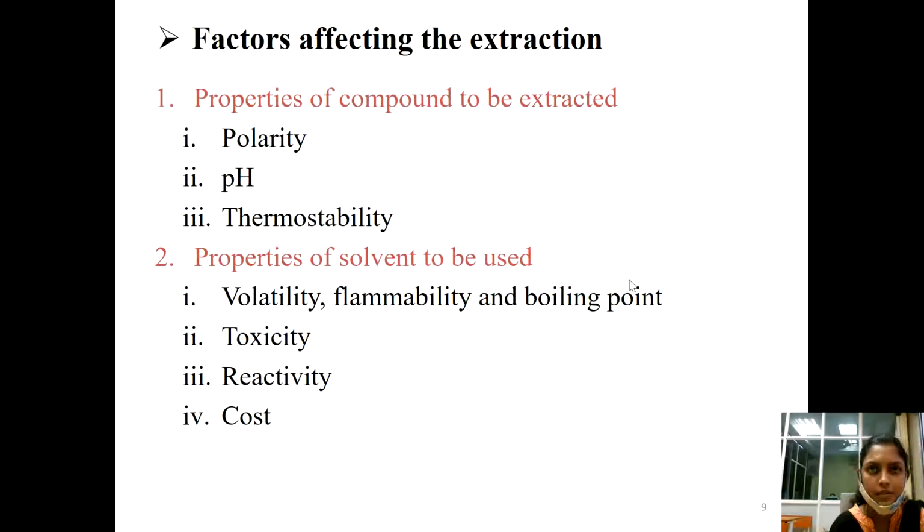Factors affecting the extraction: properties of the compound to be extracted, that is polarity, pH, thermostability. Then the second one is properties of the solvent to be used: volatility, flammability and boiling point, toxicity, reactivity and cost.